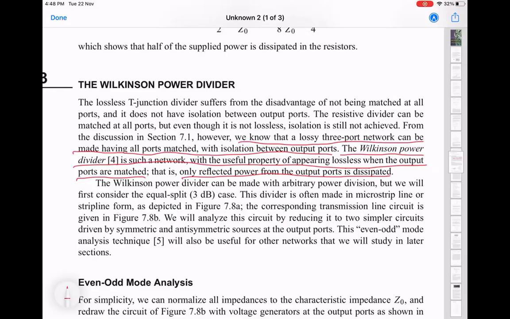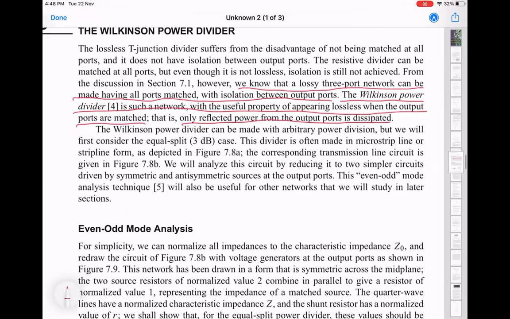So that's the constraint it's relaxing, but with the catch that it doesn't look lossy in one direction, which is this, that when the output ports are matched. So this is a strange way of putting it. What they mean is, if ports 2 and 3 are matched, which anyway we always assume is, then P in is equal to P02 plus P03. Anyway, when you're trying to deliver power to the output, you're going to ensure that the output is matched.